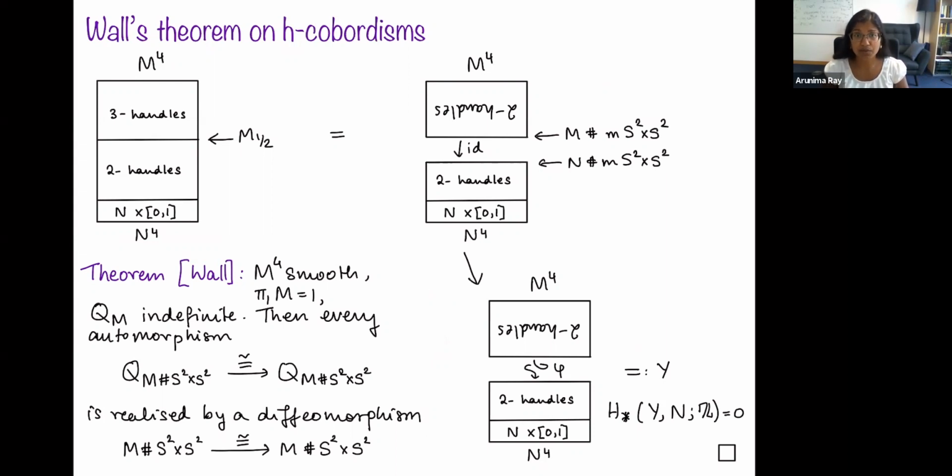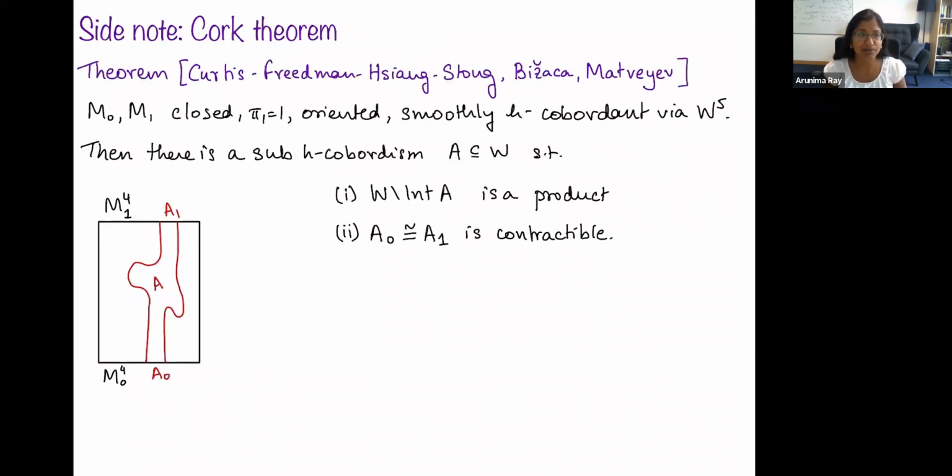Okay, so that is the proof of Wall's theorem on H cobordisms. And what we've shown so far is that smooth, closed, simply connected oriented 4 manifolds with isometric intersection forms are H cobordant. Before continuing a little bit longer, I wanted to give you a quick side note on the Quark theorem, just because this is related to the techniques we've talked about so far.